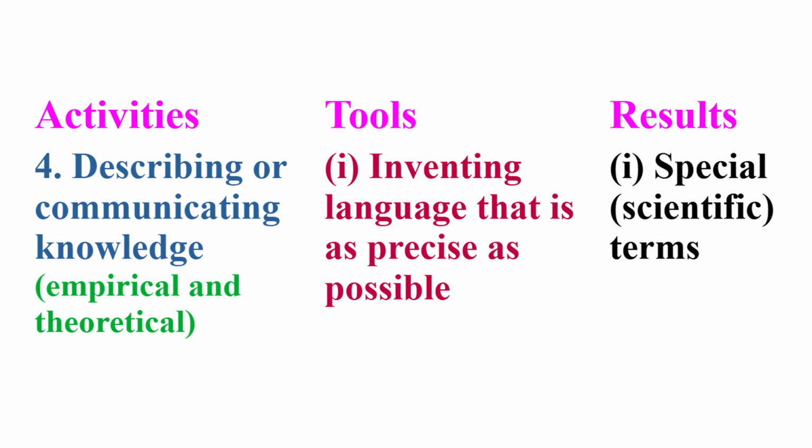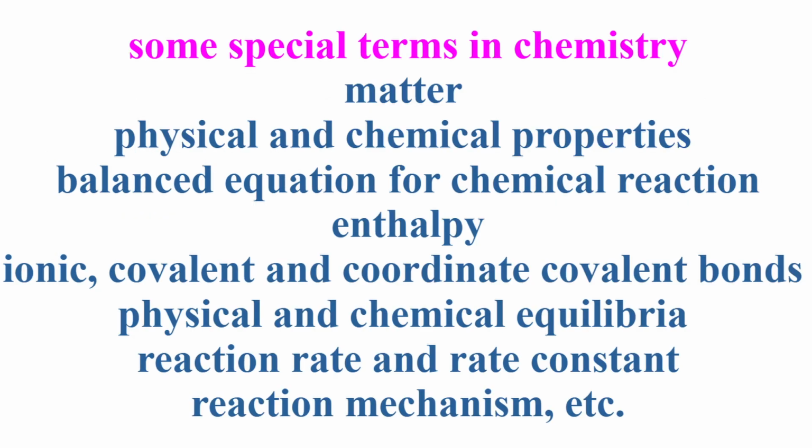There are 2 tools used for this purpose. The first tool to describe or communicate knowledge correctly is to invent special language that is as precise as possible. The corresponding result is special scientific terms, or for short, special terms. There are many special terms used in chemistry. A very small fraction of them is listed here.